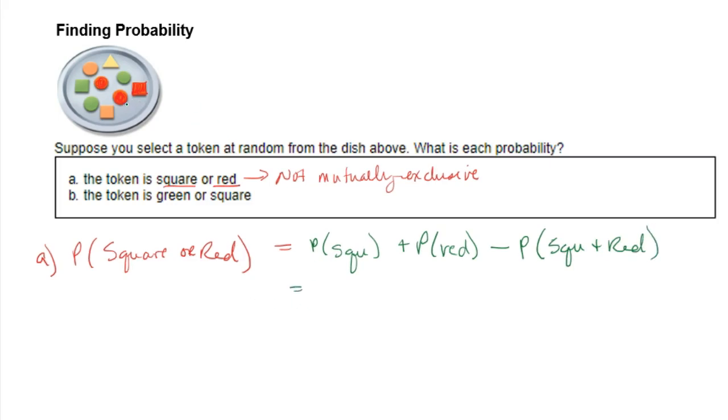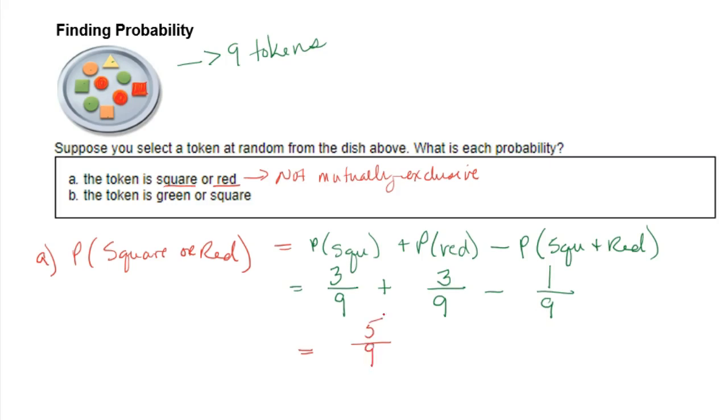So the probability that it is a square, there are 1, 2, 3, 4, 5, 6, 7, 8, 9 tokens on this plate. And of those 9 tokens, 3 of them are squares. Of the 9 tokens, 3 of them are red. And of those 9 tokens, 1 of them is a red square. And I'm not going to reduce these yet because I'm adding and subtracting fractions. I want that common denominator. So 3 plus 3 is 6, minus 1 would be 5 ninths. 5 out of 9 chances that we will get a square or red.